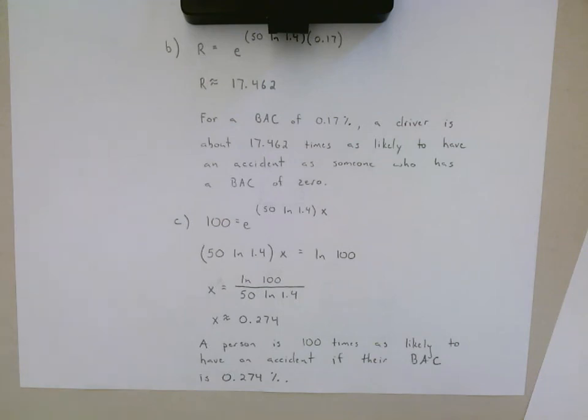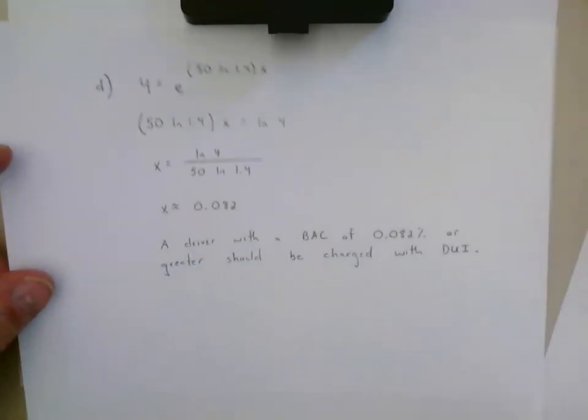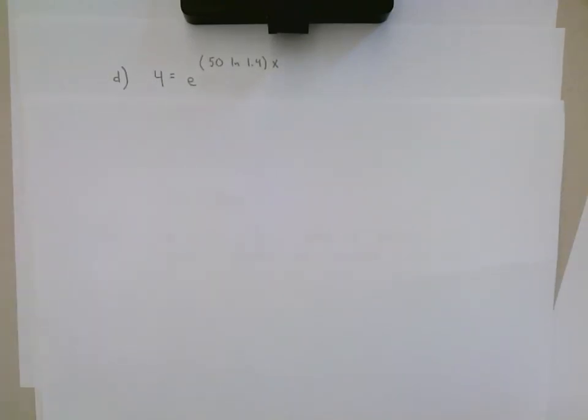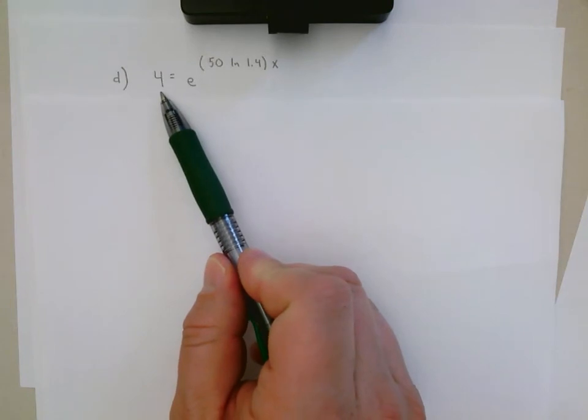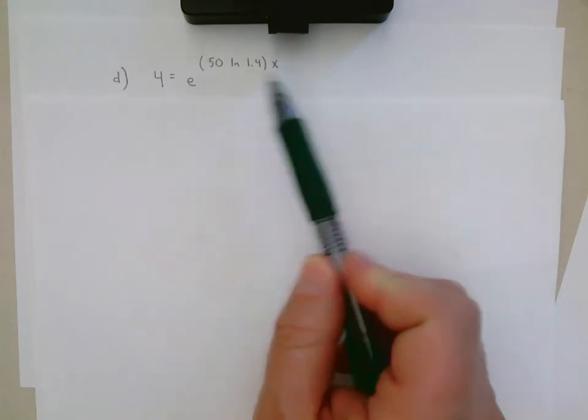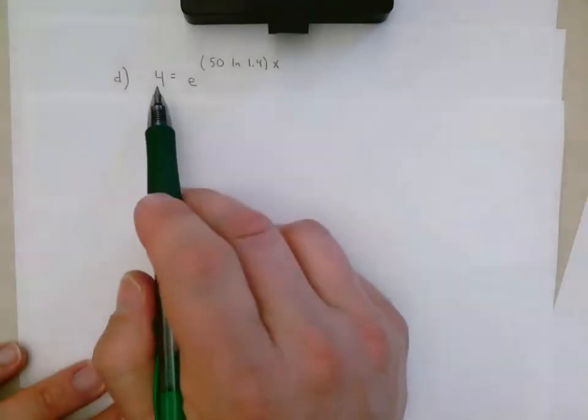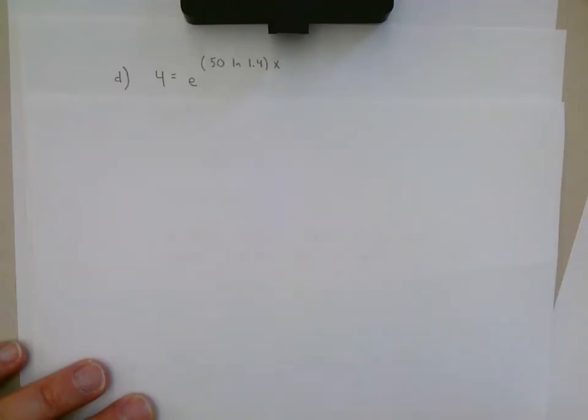Speaking of DUI, the last of the examples, example D, tells us that the law determines that a person who is 4 times as likely to have an accident should be considered driving under the influence. They ask us to use a relative probability of 4 to calculate the BAC of a person who should be charged with DUI. This problem is very similar to the previous portion, part C, where I had a 100 here. The only difference is that now I'm using a 4, but my process for solving remains the same.